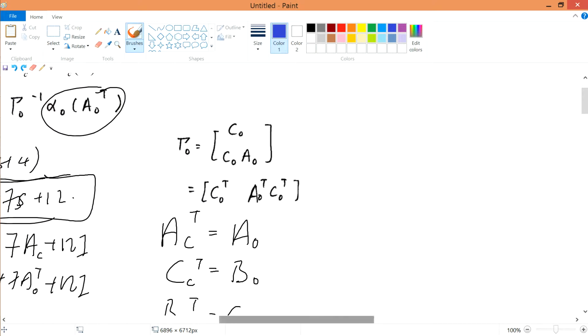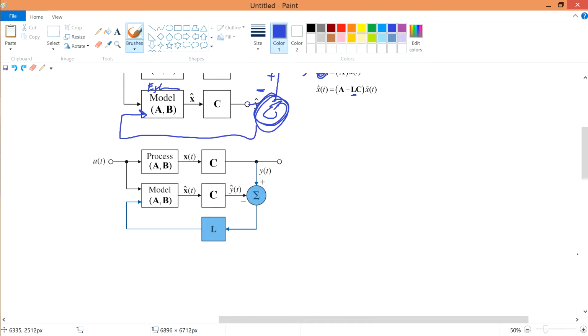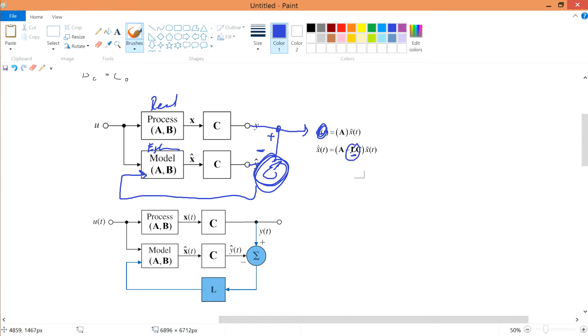Because you want your L over here to adjust your model system to the real system. This is the estimated one, and you want to adjust your estimated one to the real one. So in order to do that, you adjust using L, so you somewhat need to use pole assignment also.